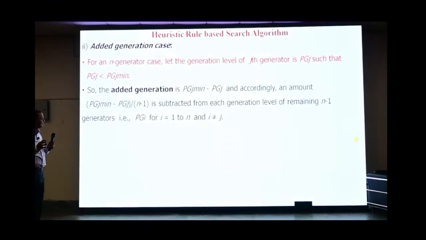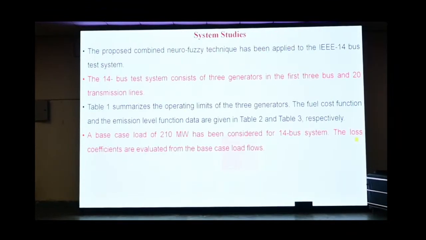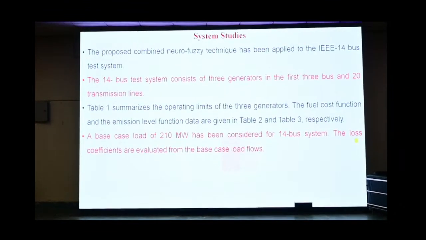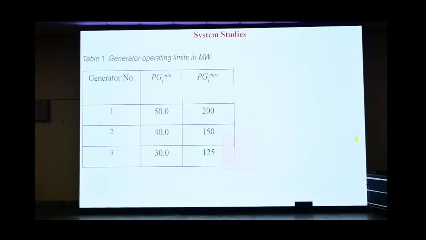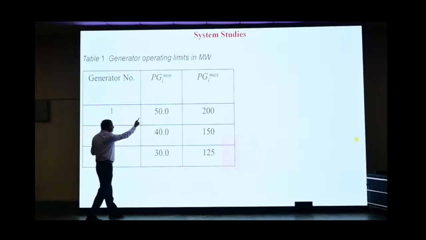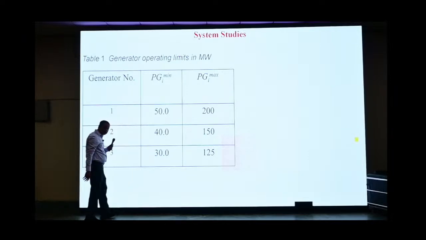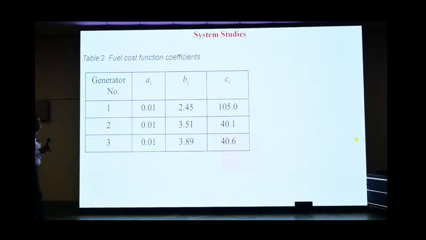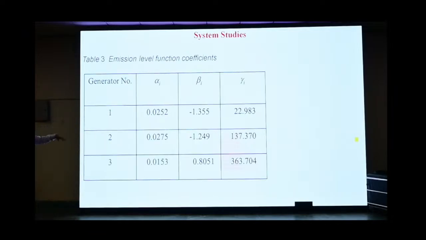Same thing, nothing more. Now the numerical example; I'll show you one. These are the system's 3 generators, 3 decision variables. These are the generator cost coefficients. This is the emission cost coefficient.